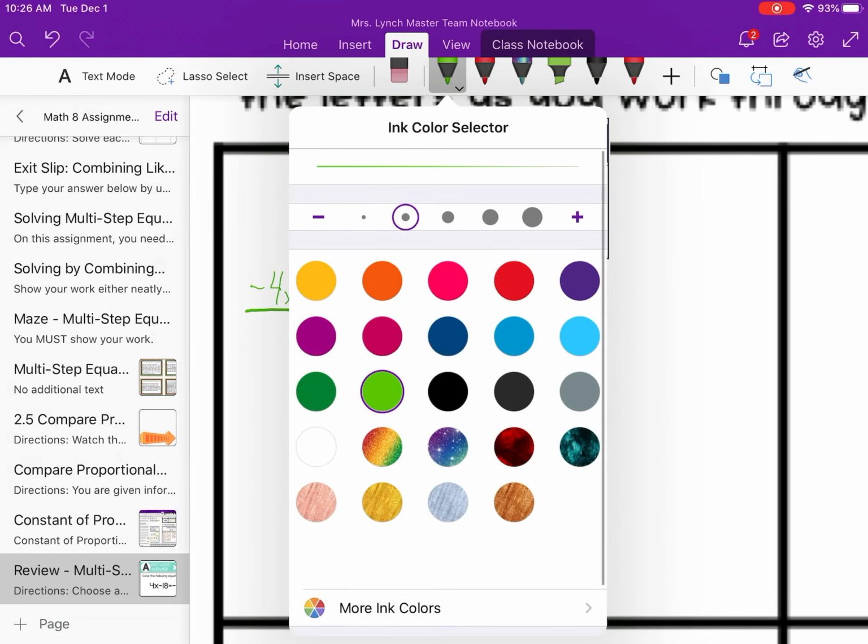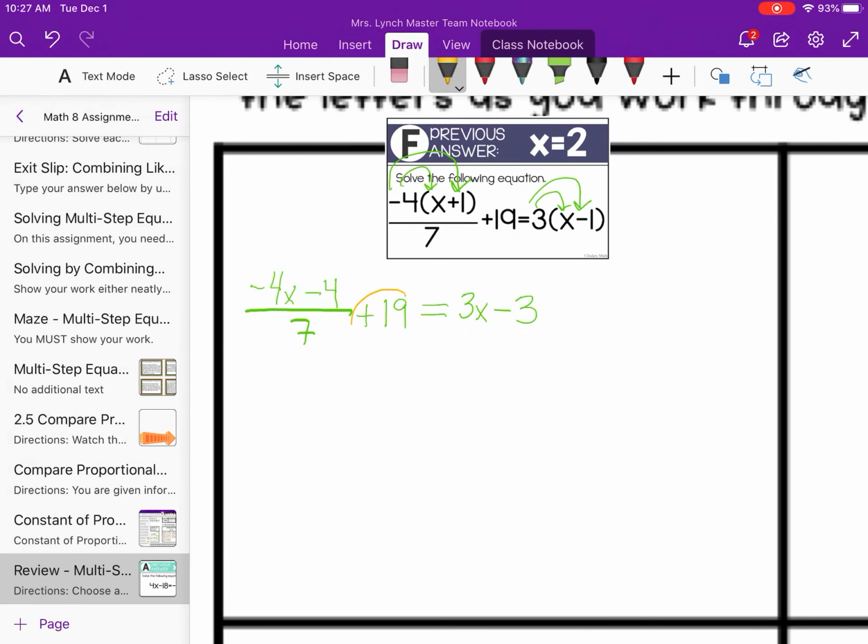But for now, let's take it one step further and focus on this 19. It would be really helpful if we could get it away from that fraction, and you'll see why in a minute whenever we do take care of it. But let's focus on getting that positive 19 over to the other side.